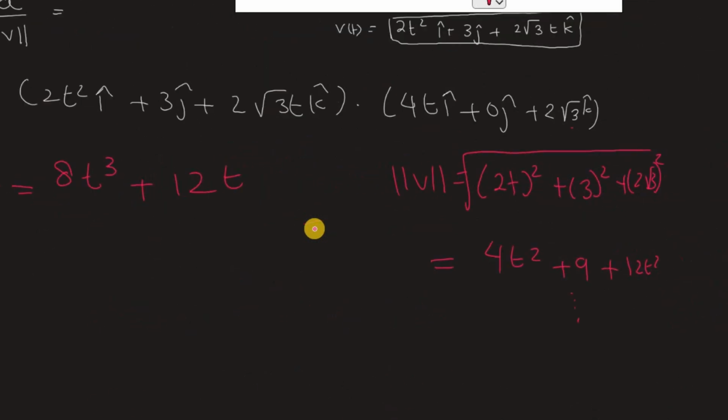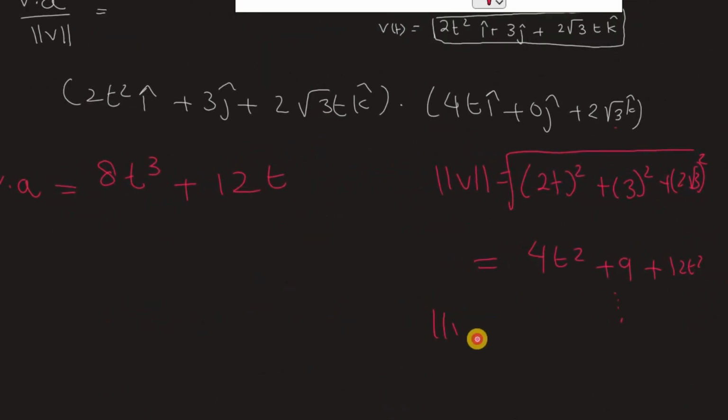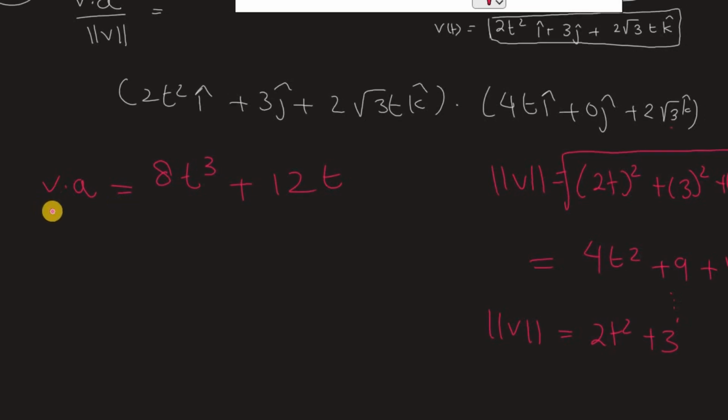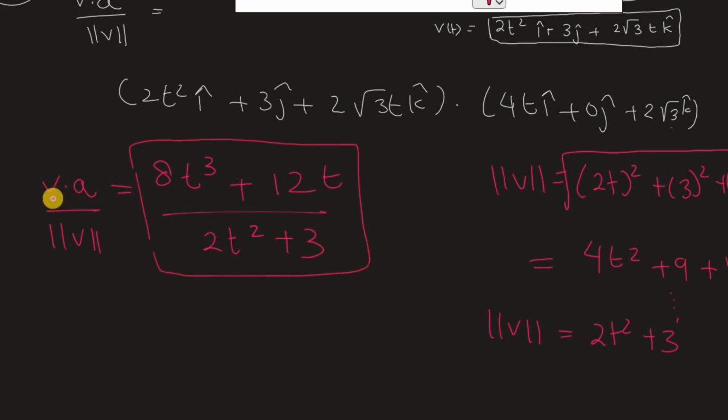So we got our magnitude of v as 2t squared plus 3. So now we can simply divide this equation by the magnitude of v. So that's 2t squared plus 3. And this is the answer to a tangential. This is how you calculate a tangential.